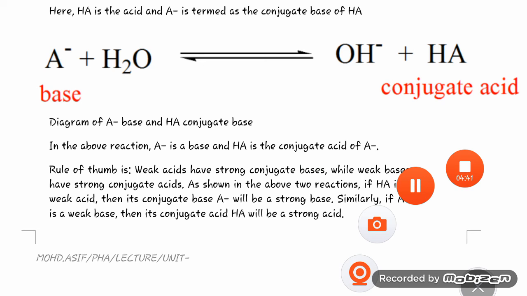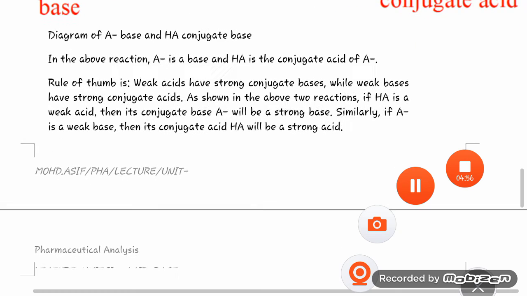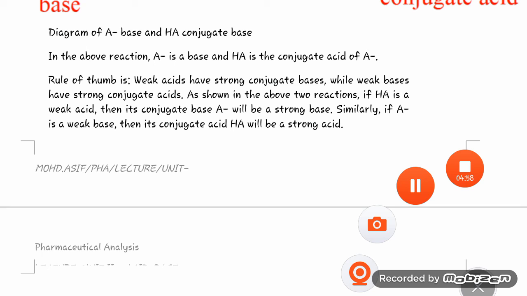Rule of thumb is weak acids have strong conjugate bases. So you can see here the weak acid has a strong conjugate base, while weak bases have strong conjugate acids as shown in the above two reactions. If HA is a weak acid, then the conjugate base A- will be a strong base. Similarly, if A- is a weak base, then the conjugate acid HA will be a strong acid.